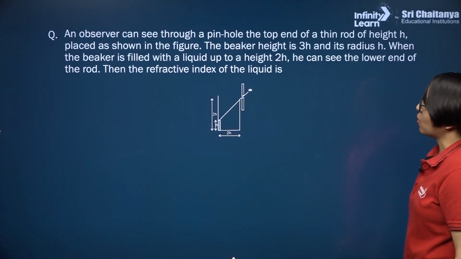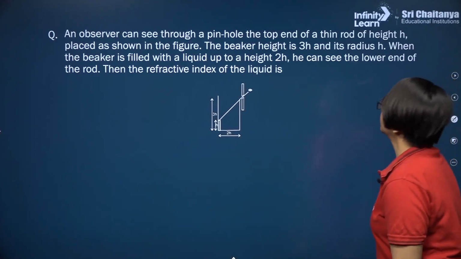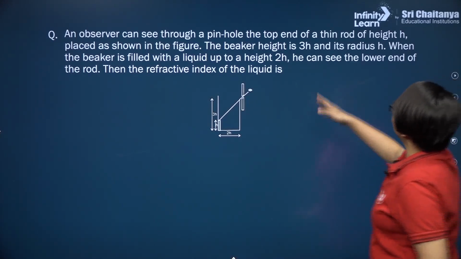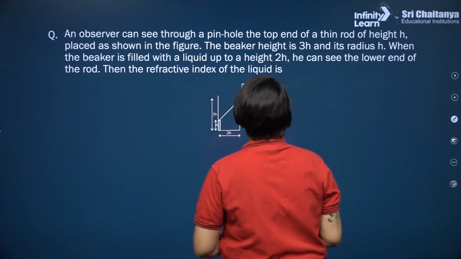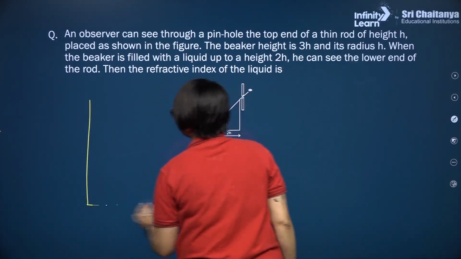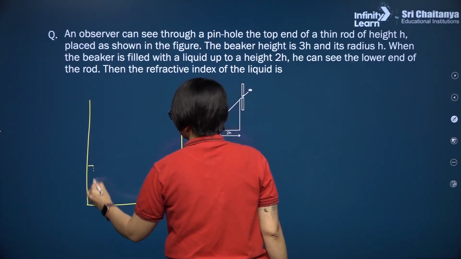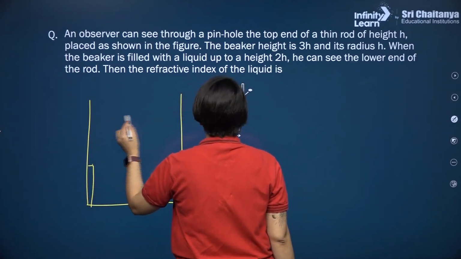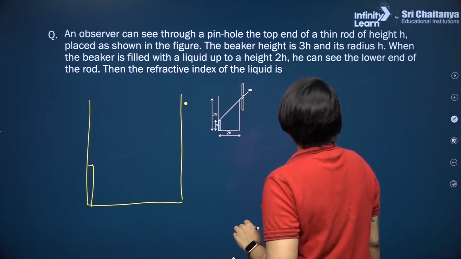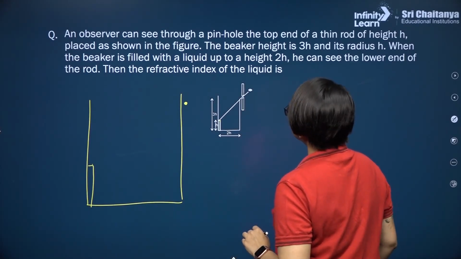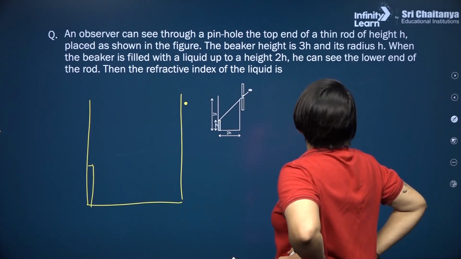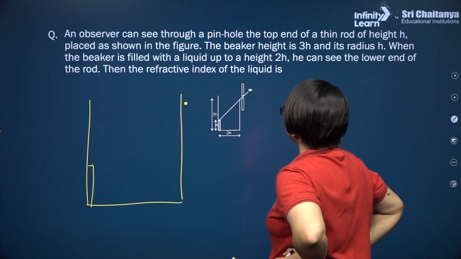Next is this one: an observer can see through a pinhole the top end of a thin rod of height h placed as shown in the figure. Okay. This is the thin rod. The observer can see through this pinhole over here. The beaker height is 3h and its radius is h. When the beaker is filled with a liquid up to a height 2h, he can see the lower end of the rod. Then the refractive index of the liquid is.